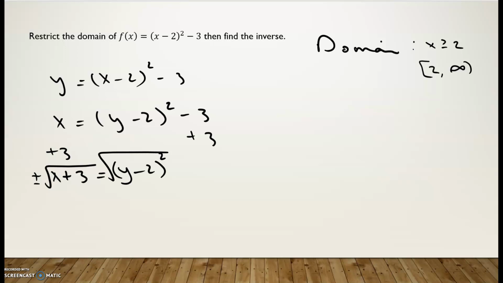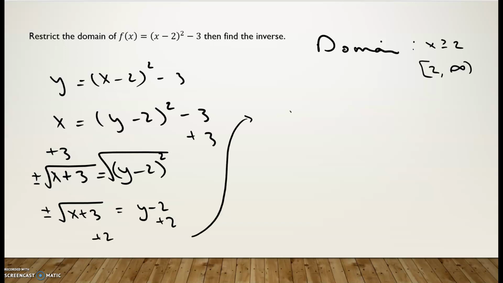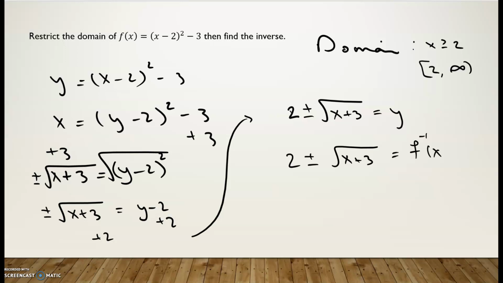I put that plus or minus sign in front of it. So plus or minus the square root of x plus 3 is equal to y minus 2. Add 2 to both sides. So then we have 2 plus or minus the square root of x plus 3 equals y. And last thing to do is to change that y, which I don't think I did in the other video before this one. But change that y to the inverse of x notation.